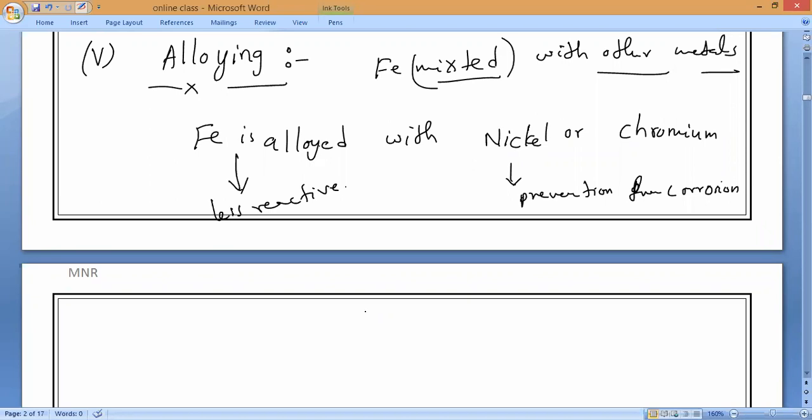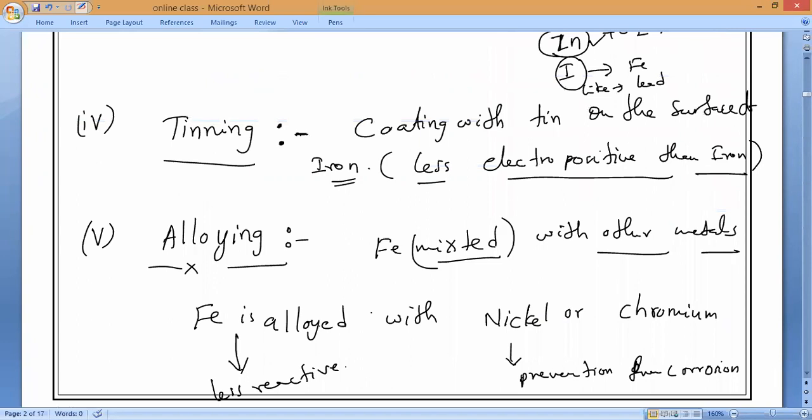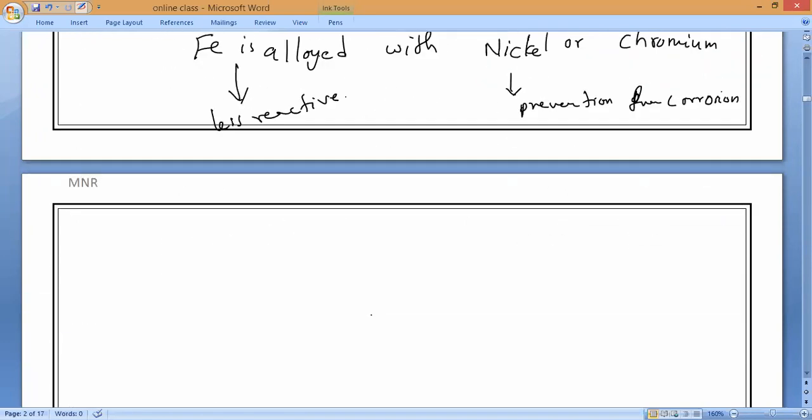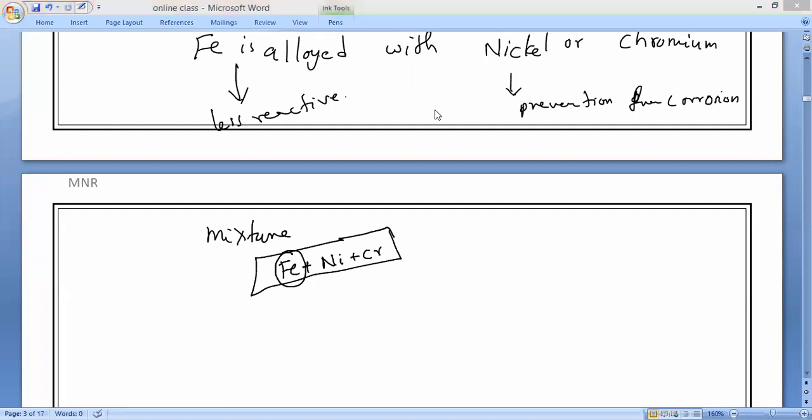Sir, when we mix with nickel or chromium, it will become less reactive, because it will become an alloy. If you make a mixture with a certain percentage, iron will be some percentage, nickel some percentage, and chromium some percentage. Then the three together we call that material. So iron loses its corrosion properties and behaves like a less reactive metal.